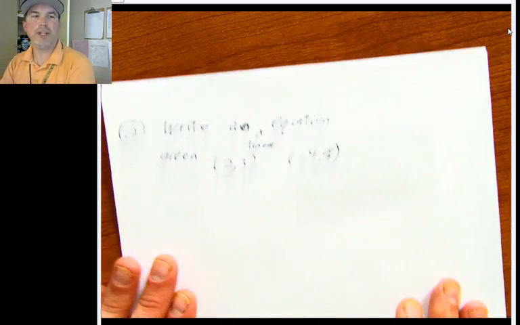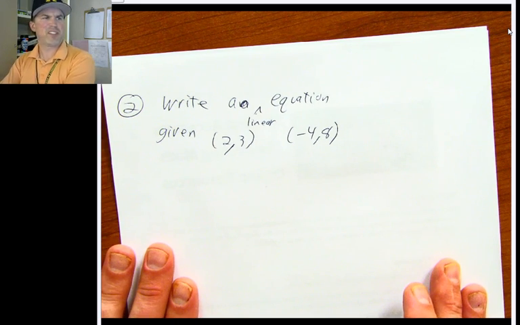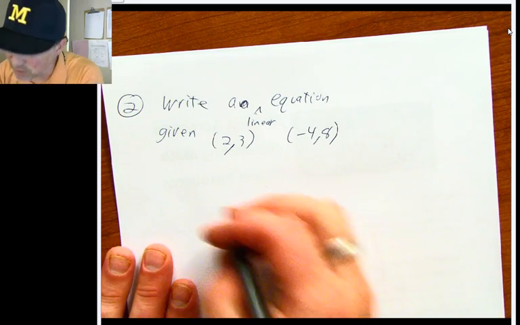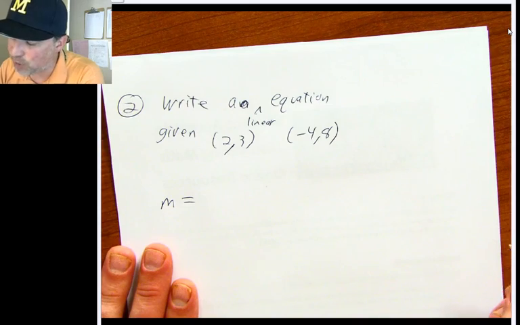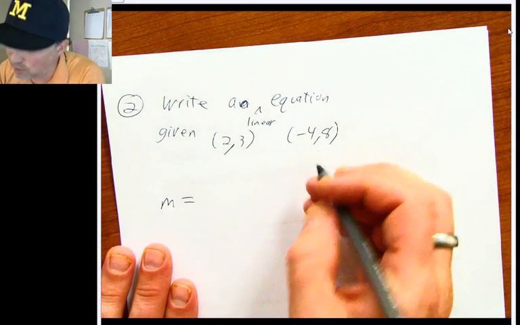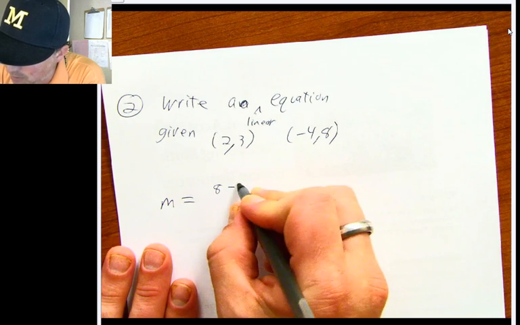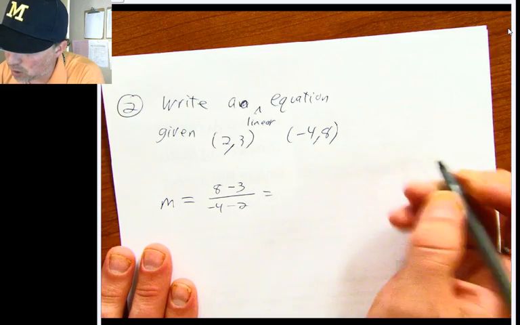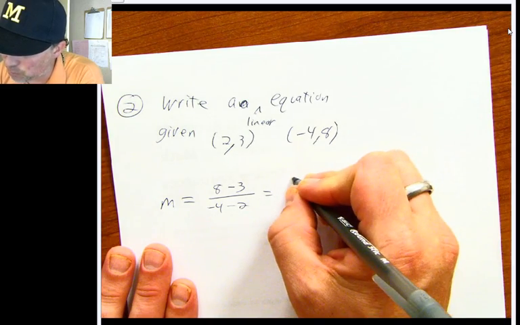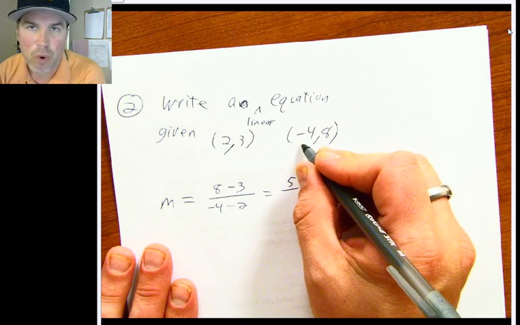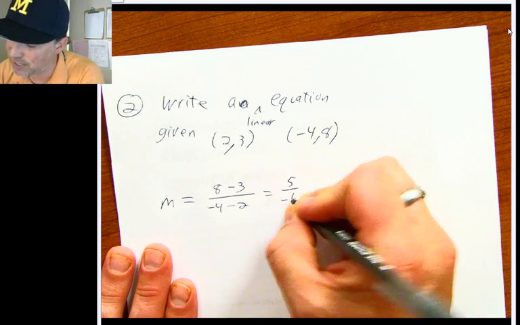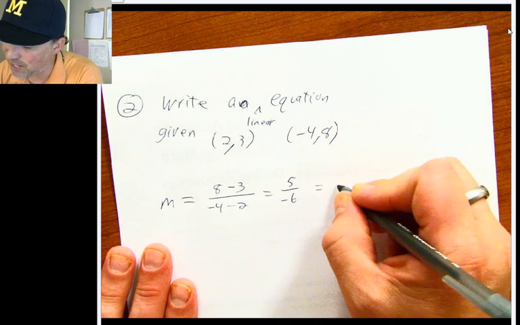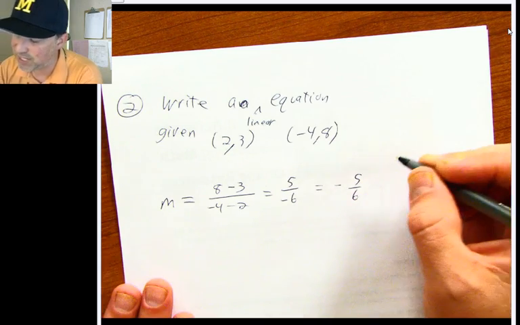You actually saw me do a problem like this when I was doing that story problem off that worksheet a couple minutes ago. We start off with our slope formula, and we plug these 2 points into the slope: 8 minus 3 all over -4 minus 2. In this particular case, 8 minus 3 is 5, -4 minus 2 is -6. A positive divided by a negative is a negative, so -5/6.